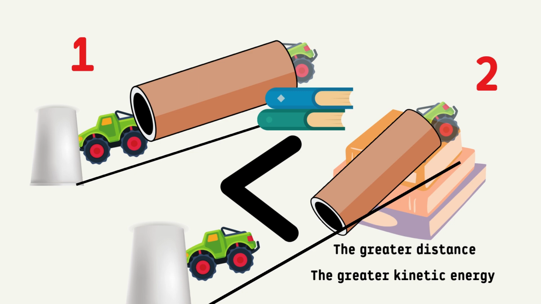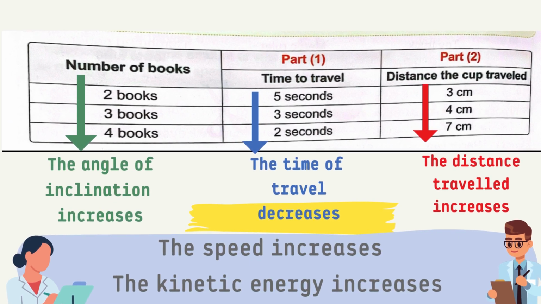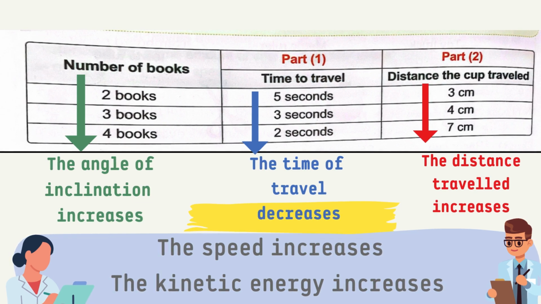Yes? So the very, very important conclusion here is that when we increase the angle of inclination, the speed increases and the kinetic energy increases, as the distance moved by the paper cup increases. So here the angle of inclination increases, the speed increases, the kinetic energy increases, and the time taken will be shorter, as the time decreased.